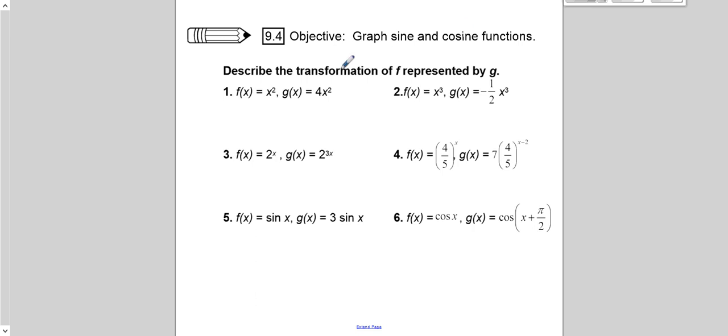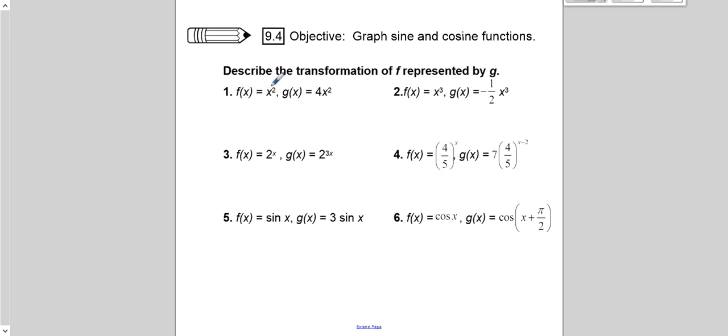We're going to start with reviewing transformations. Describe the transformation of f represented by g. Because today in this lesson, we have to learn what the parent function looks like in a graph for sine and cosine, and then perform transformations on it.